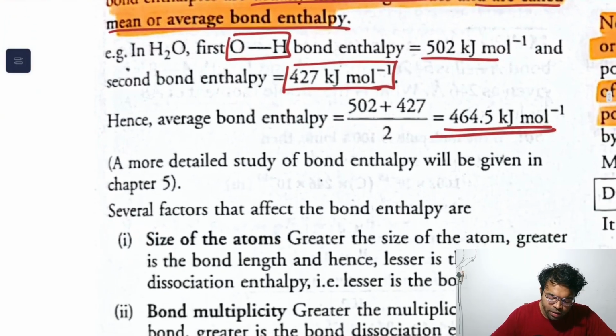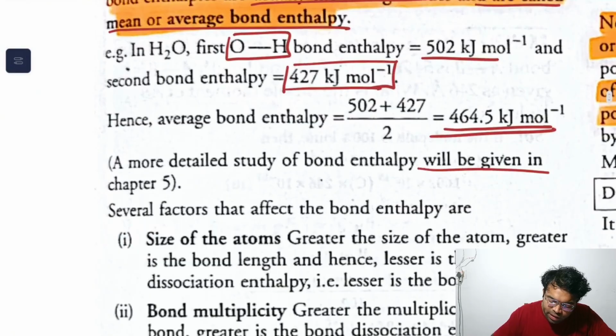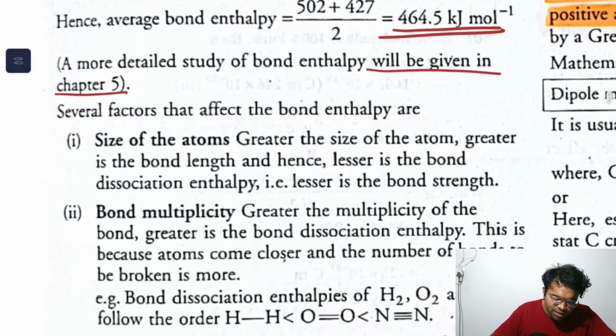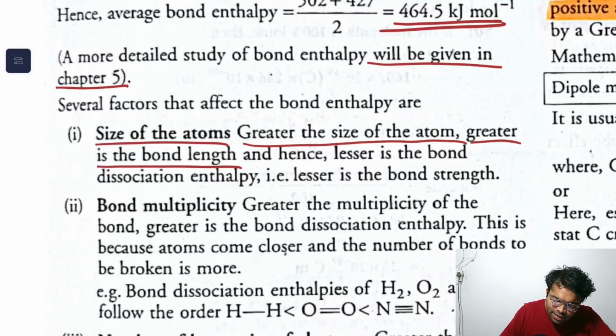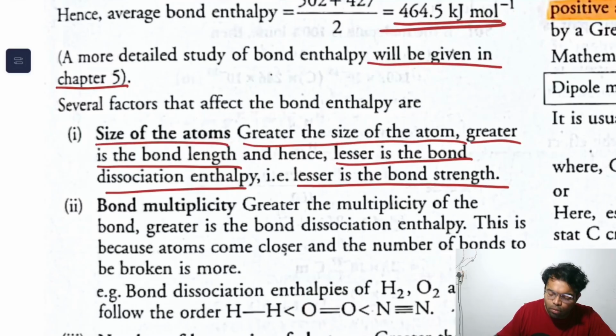Now, a more detailed study of bond enthalpy will be given in chapter 5. Several factors that affect the bond enthalpy are: number one, the size of the atom. The greater the size of the atom, the greater is the bond length, and hence lesser is the bond dissociation enthalpy. Lesser is the bond length, greater is the bond dissociation enthalpy.